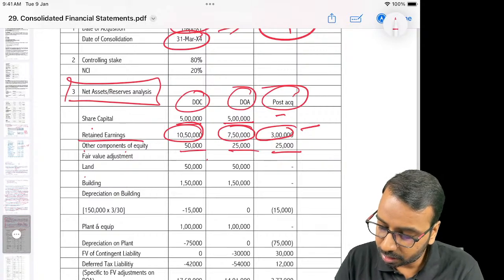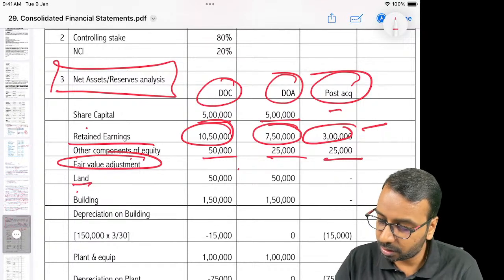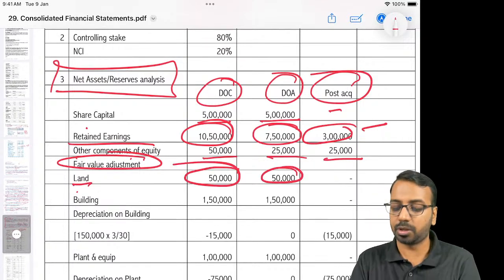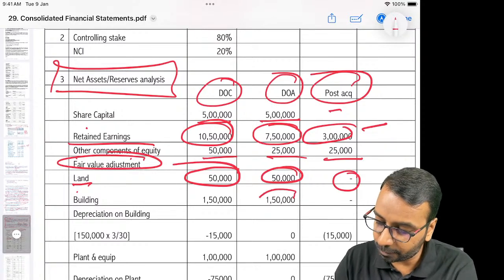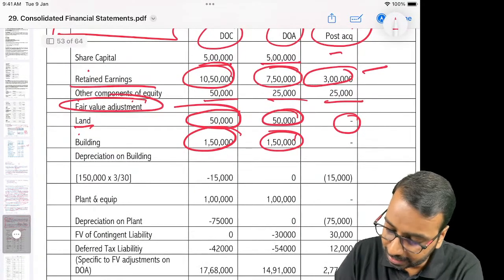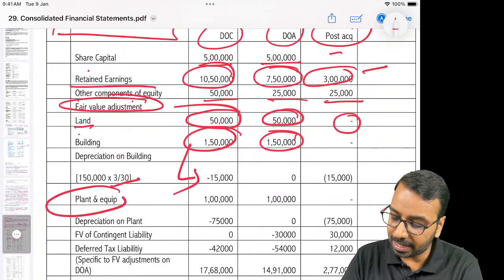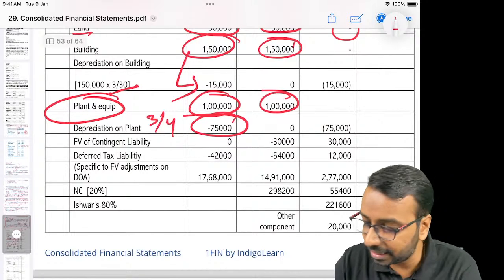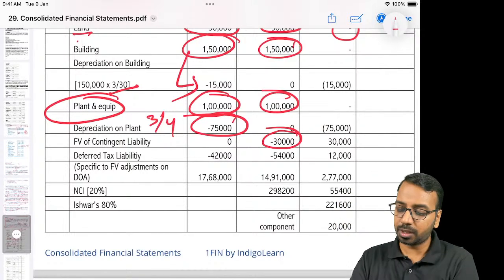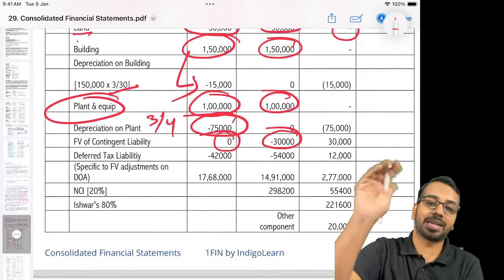Land. Now fair value adjustment, this is very important. Fair value adjustment, land 50,000 on date of acquisition, 50,000 on date of consolidation, there is nothing in post acquisition. Building 1,50,000, 1,50,000. Immediately you have to see depreciation for building. How much? 3 out of 30 years. Then plant and equipment 1 lakh, 1 lakh fair value adjustment, depreciation 75,000, 3 out of 4. Fair value of contingent liability, date of acquisition 30,000, date of consolidation 0. Why 0? Because we have settled the liability.